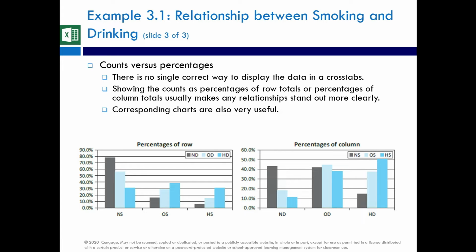Relationships between smoking and drinking. Count versus percentage. There is no single correct way to display data in a crosstab. Showing the counts as percentages of the total, of the row totals, or of the column totals usually makes any relationship stand out more clearly. Corresponding charts are also very useful.